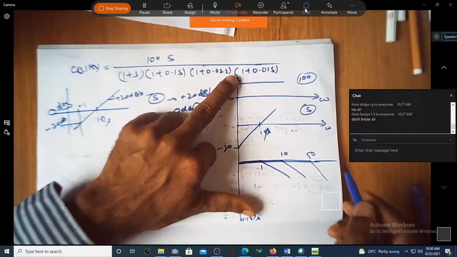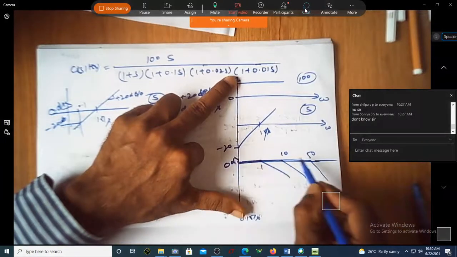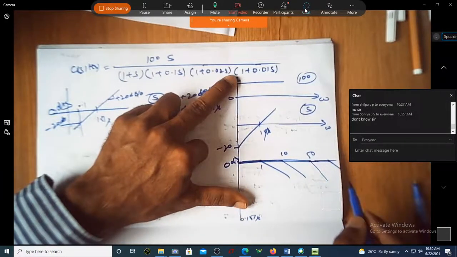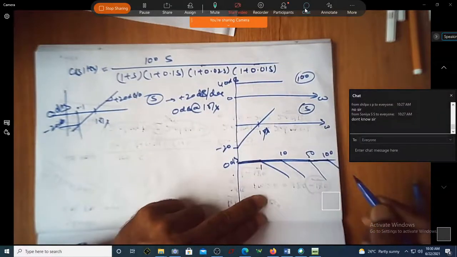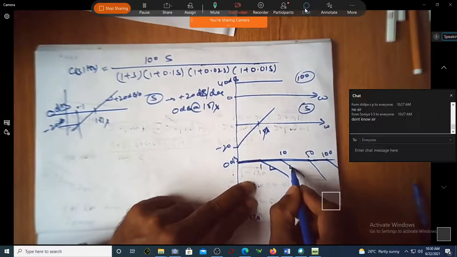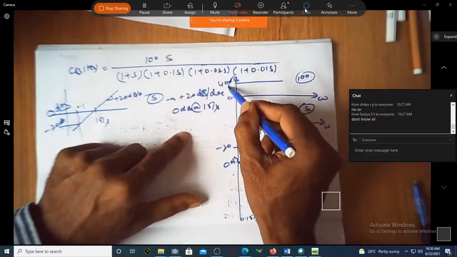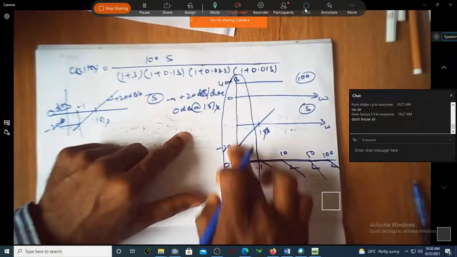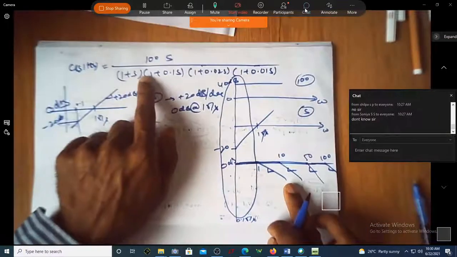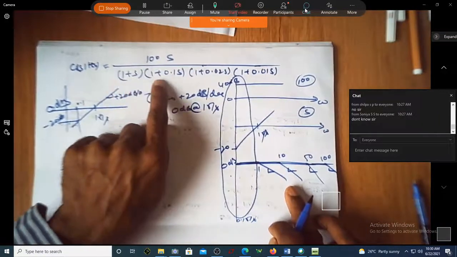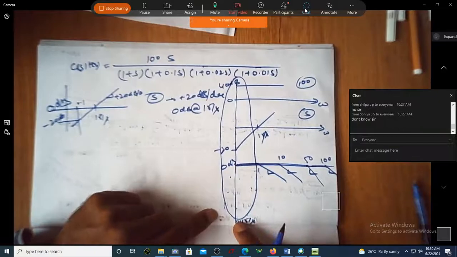How about this? It is 0 dB till 100, and then it comes down. All of them are having minus 20 per decade. So what is the magnitude at the origin now? Are these terms contributing 0 dB? There is no contribution by them at 0.1 radian per second.